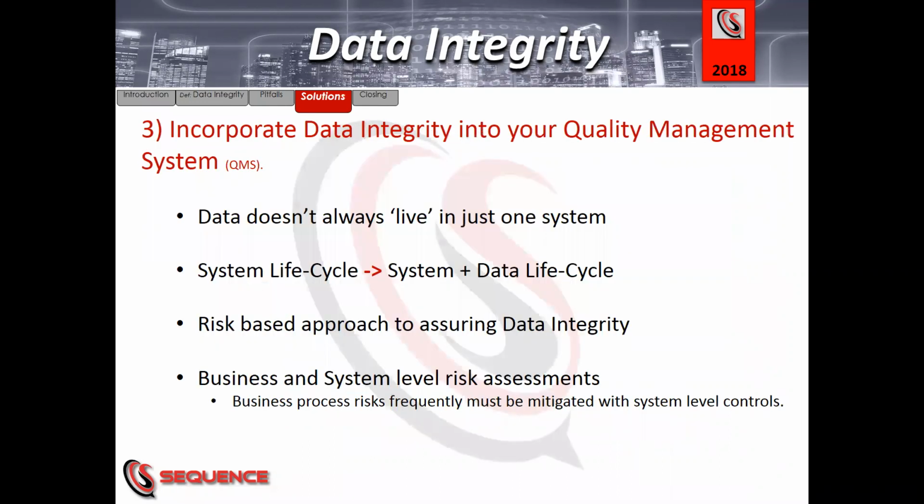Finally, the third solution here for ensuring you have data integrity is to incorporate the data lifecycle into your quality management system and these controls. Data doesn't just live in one system. My example earlier, a piece of lab equipment may feed a lab information management system. A piece of production equipment may feed a production management system. Just like a product, data moves between systems. We need to assess the risk for each of those systems.